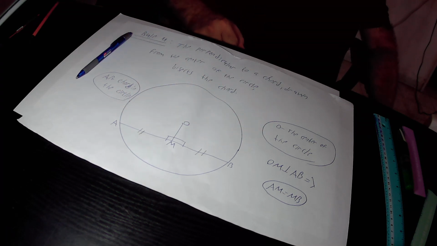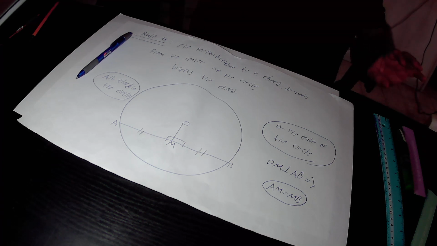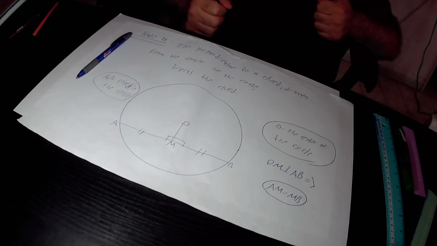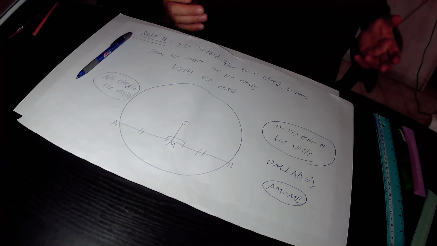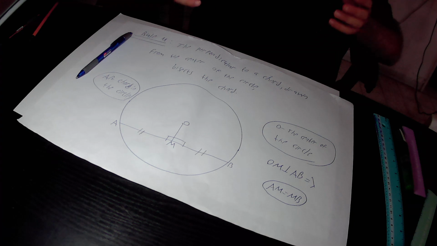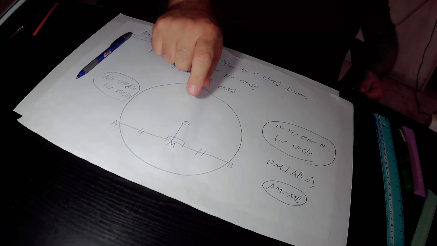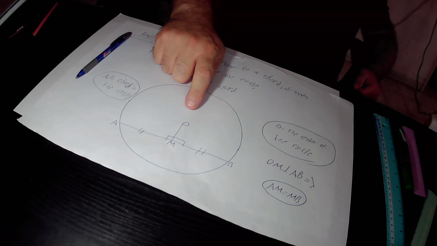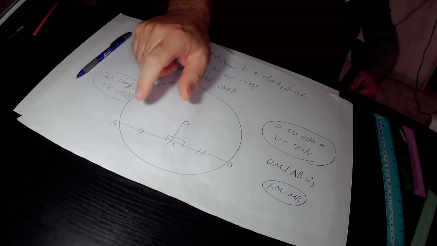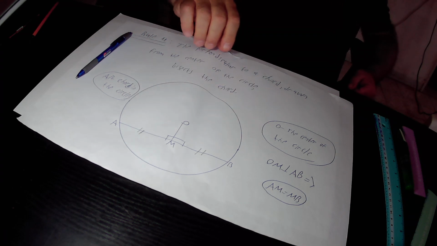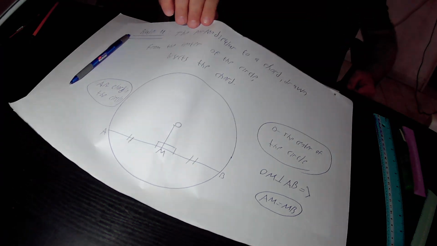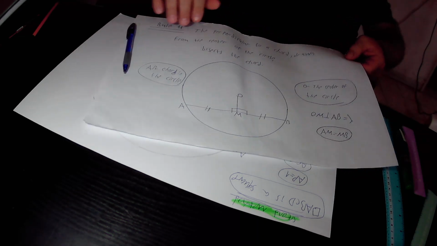Okay? So whenever you have a perpendicular that is drawn from the center of a circle towards any chord, the perpendicular also bisects the chord. Here, perpendicular OM, that is drawn from point O, the center of the circle, bisects chord AB. That is to say, AM equals MB. So we can definitely implement rule 11 in our drawing.